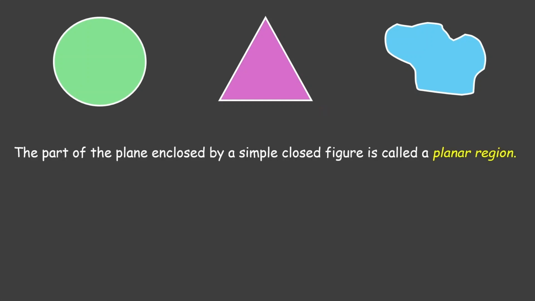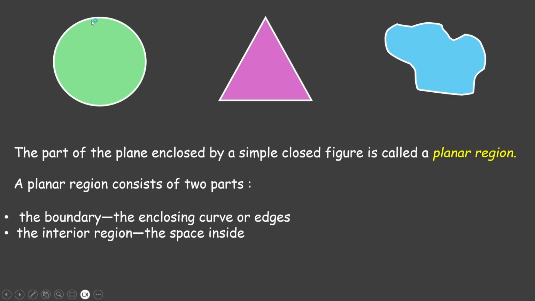So we can say that the part of the plane enclosed by a simple closed figure is called a planar region. A planar region consists of two parts. The boundary, this white one, which is the enclosing curve or it could be the edges, and the interior region, that is the space inside.